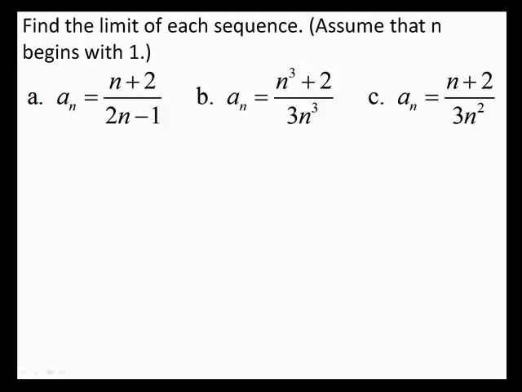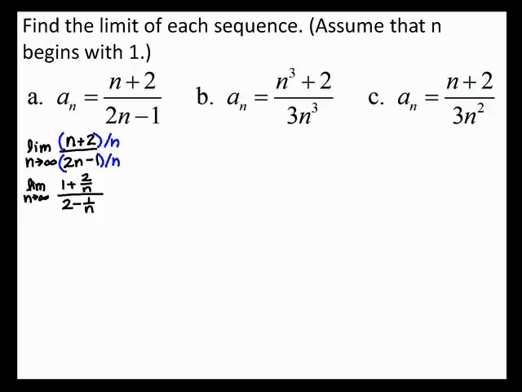Find the limit of each sequence. Assume that n begins with 1. Part A. a sub n is equal to (n plus 2) divided by (2n minus 1). Set up the limit of a sub n as n approaches infinity. Divide the numerator and denominator by the highest power of n, which is n. You know that as n approaches infinity, 1 divided by n approaches 0. Substitute 0 in for 1 divided by n. You find that the limit of a sub n is 1/2.